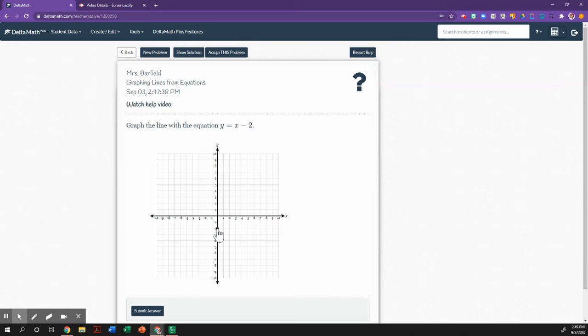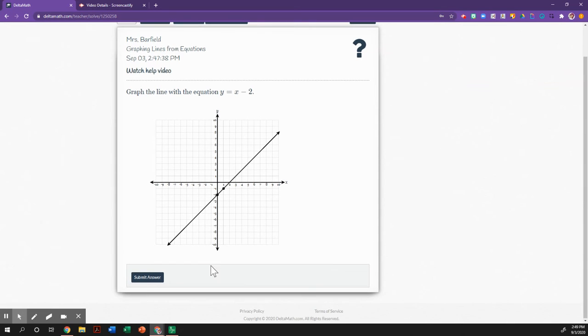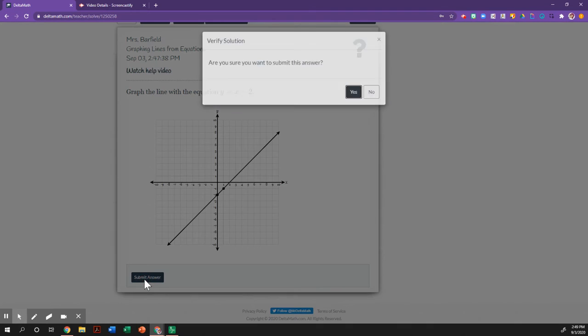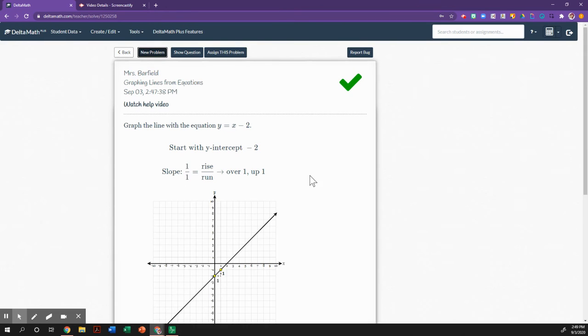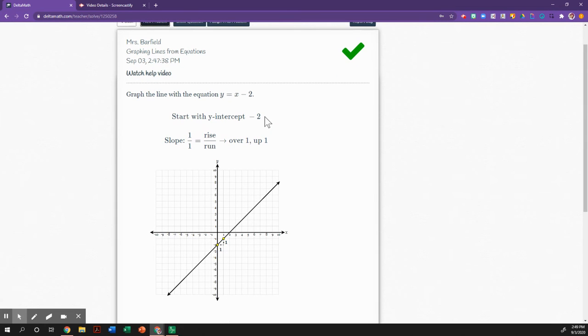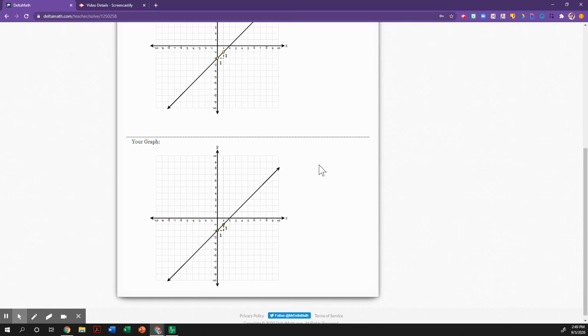Now my slope is a fraction, and it's the coefficient in front of x. Well, the coefficient in front of x is 1, which is 1 over 1. And we've talked about that in previous videos on slope. So I'm going to go up 1 over 1 and press click. Then I'm just going to submit my answer. Same thing: start with the y-intercept and do our slope, over 1, up 1, and we did great.